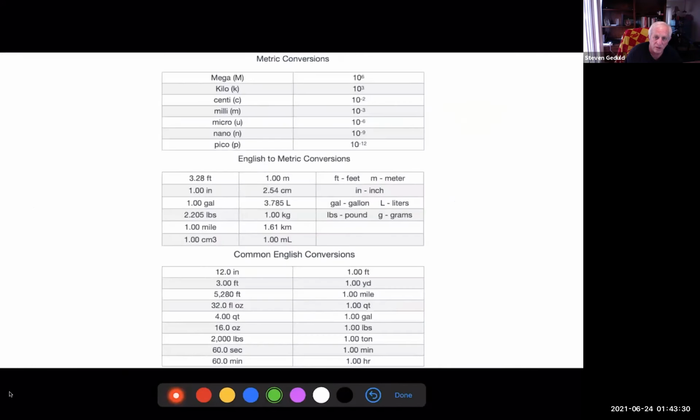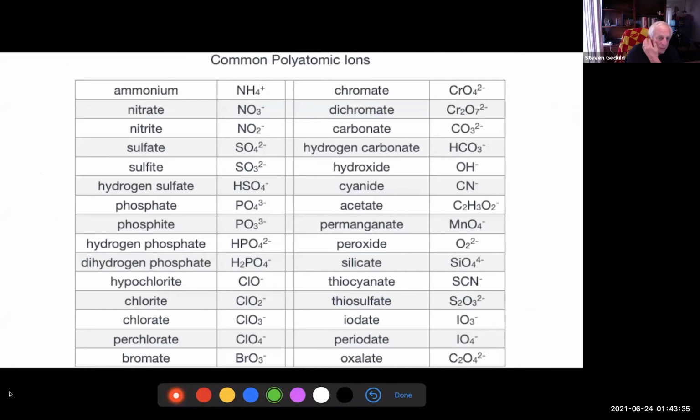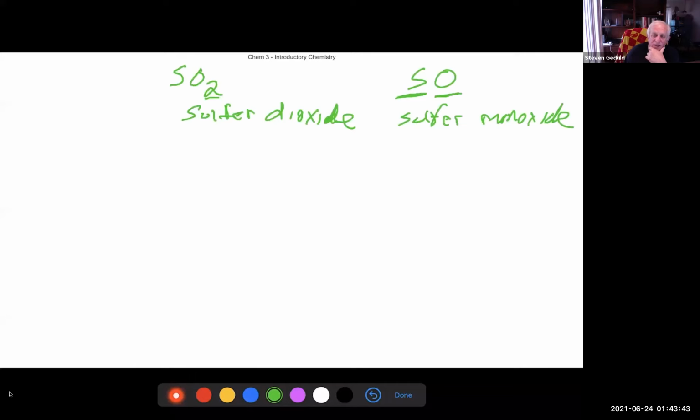table here. Oh, I didn't put them on. I didn't copy them over, did I? No. Okay, but it's mono, di, tri, tetra, penta, hexa, hepta, octa, nona, and deca. And then they're on your data packet.